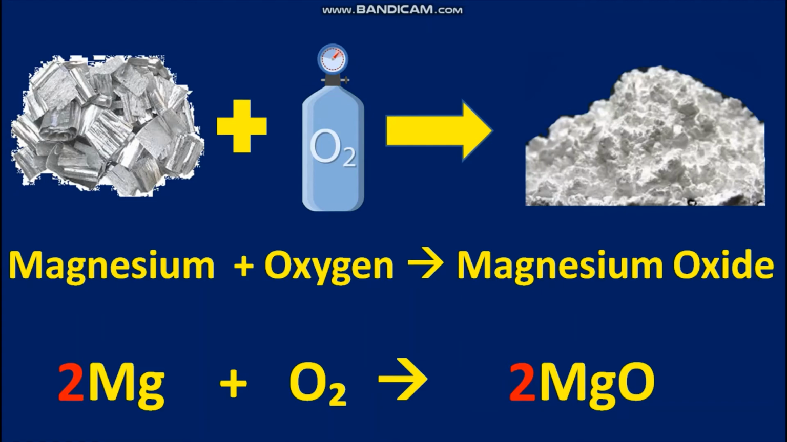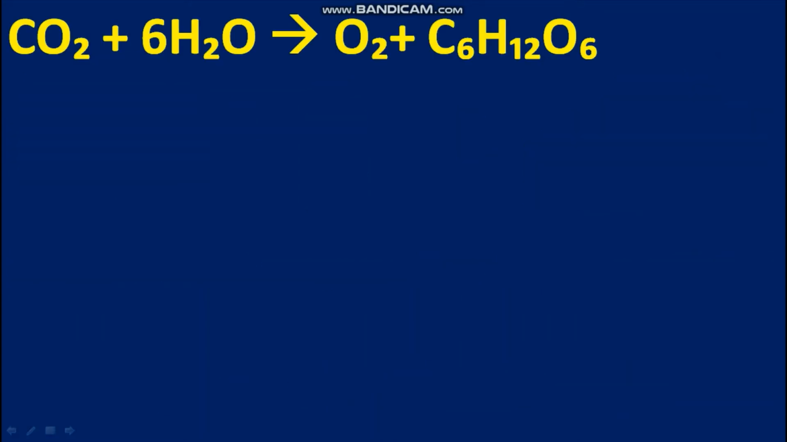So now we have 2 magnesium on both sides. We can check, and we do have 2 on both sides. Now we can check oxygen. We have 2 on both sides. And finally, we have a balanced equation. So let's have another example.